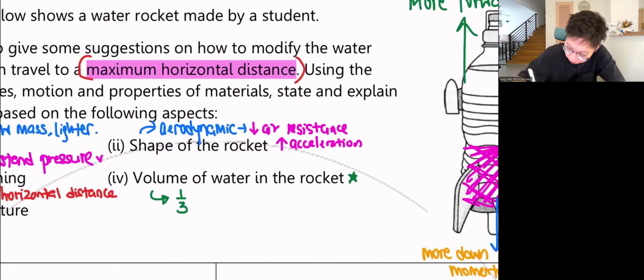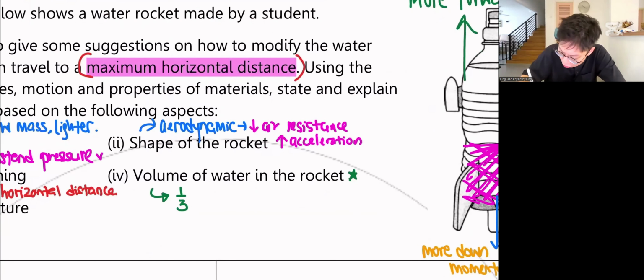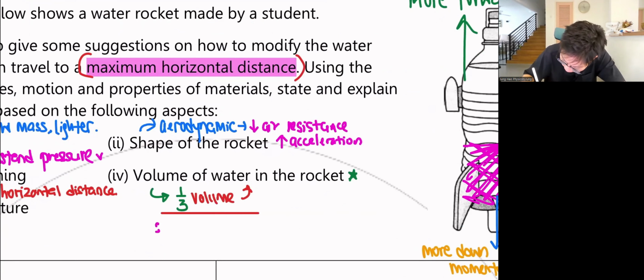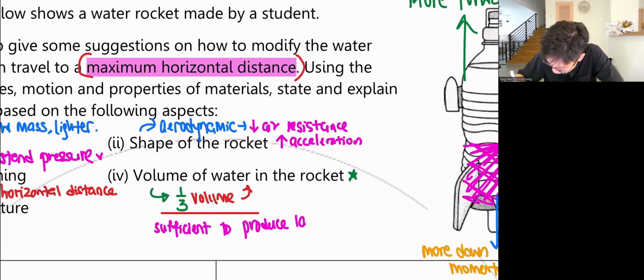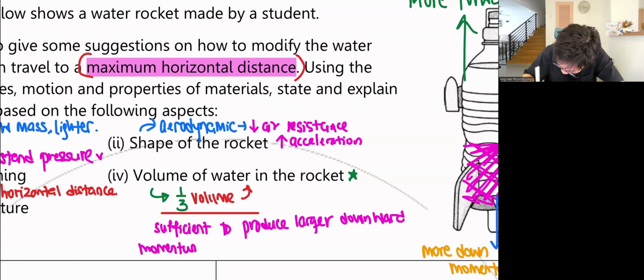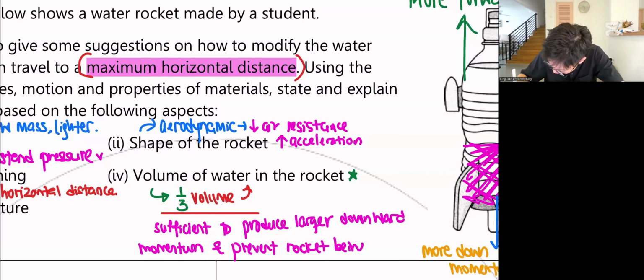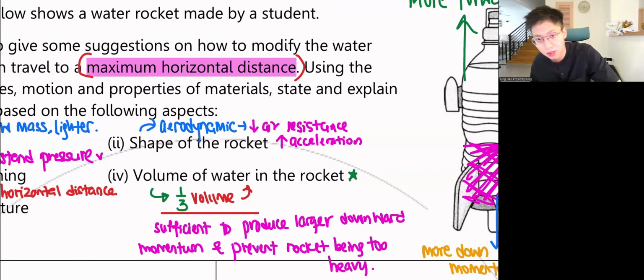Too heavy already. So the volume of water is sufficient to produce larger downward momentum and prevent the rocket being too heavy. If too much water, the rocket is too heavy. Too little water, I don't produce enough downward momentum. So this is the balance: I have enough backward momentum, but also not too heavy.